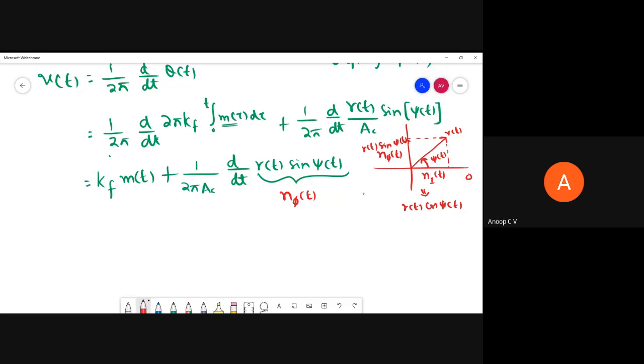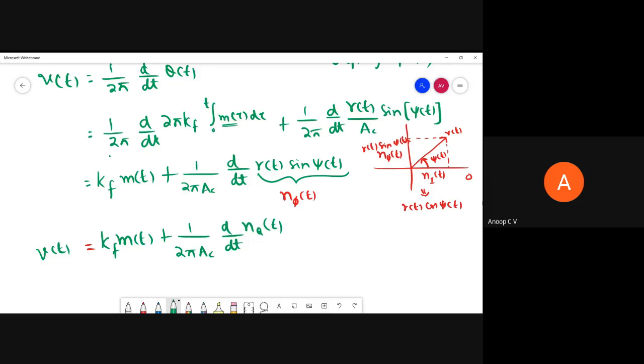So this is nothing but nq of t. I'll rewrite it like this: it is kf into m of t plus 1 by 2 pi ac times d by dt of nq of t, right? So this is our v of t.